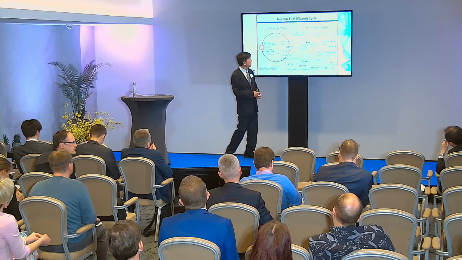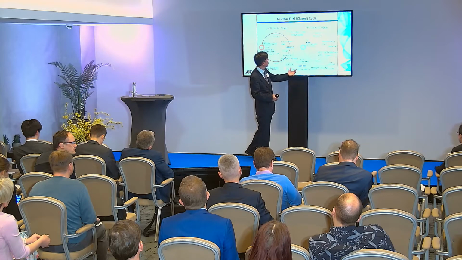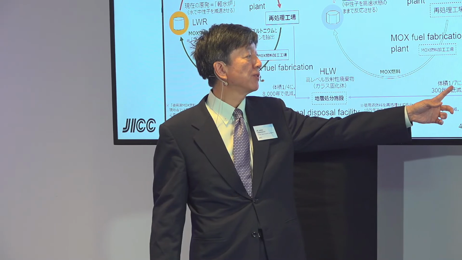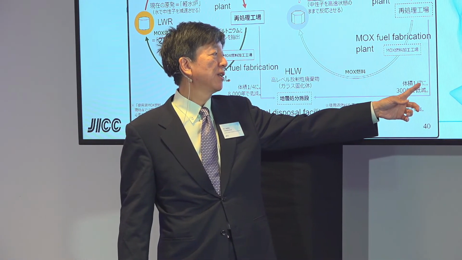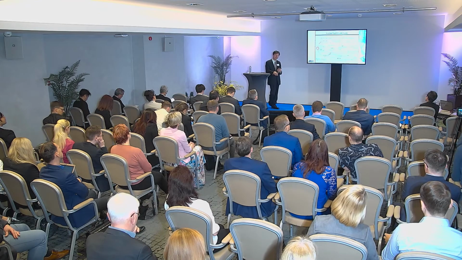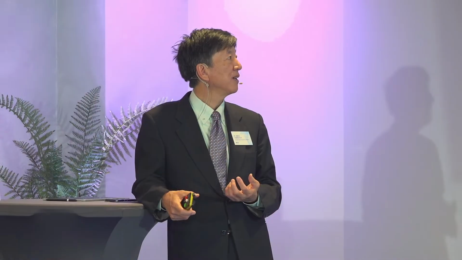But anyway, the total amount of the high-level radioactive waste will be reduced to 1/7, and also the half-life will be reduced, and probably 300, at least less than 1,000 years will be good enough to manage the high-level waste. That is a good progress compared to the current period of 10,000 years or several tens of thousands of years, right?